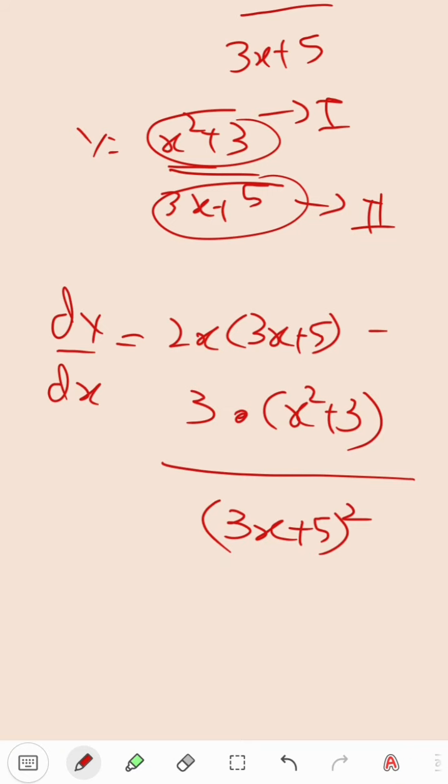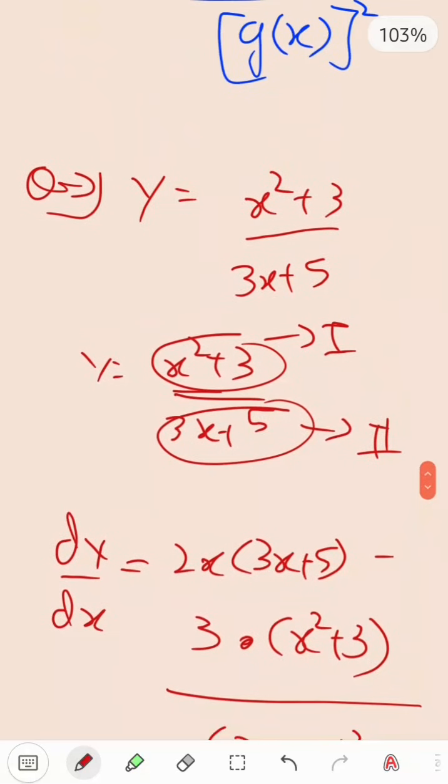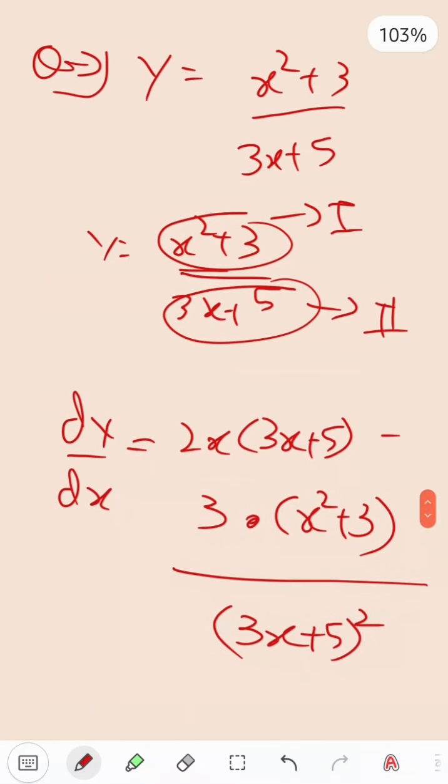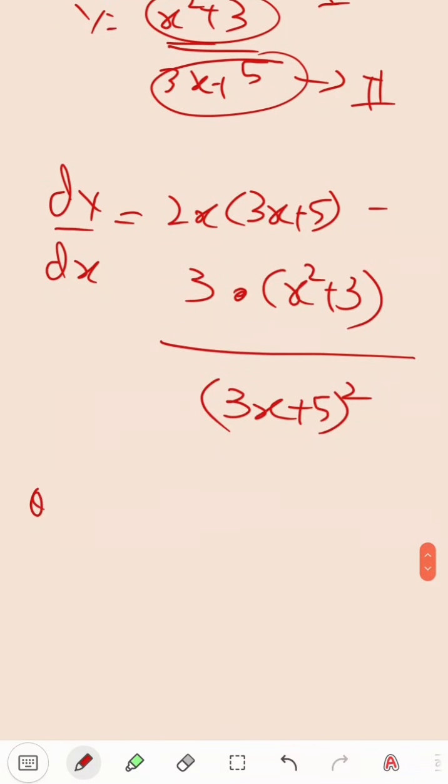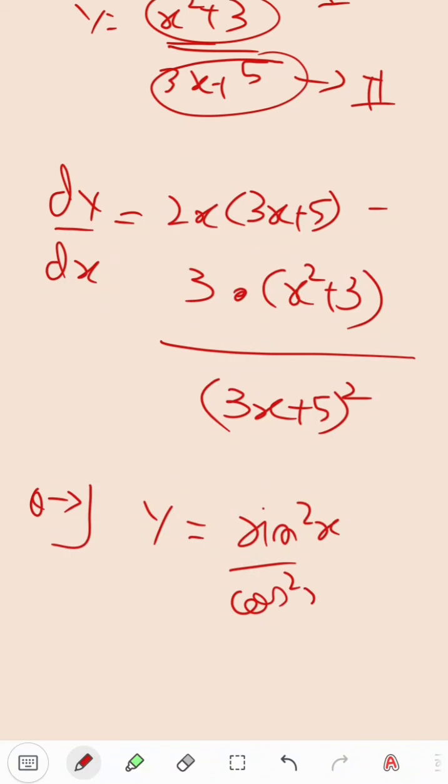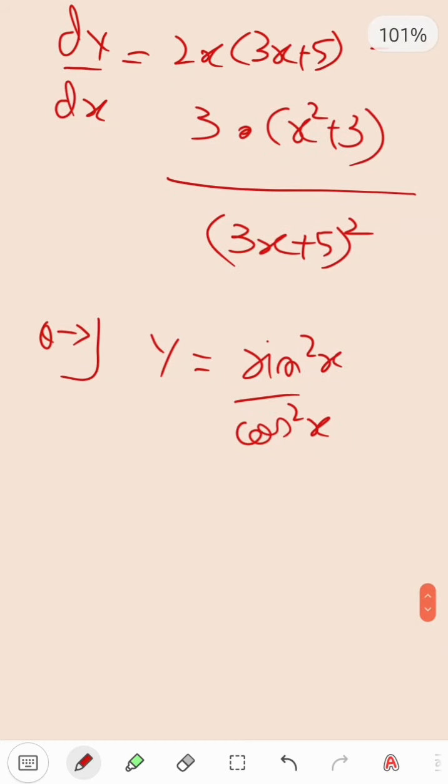Okay, now you can simplify as per your need, but this is the main expression that we can derive with the quotient rule of differentiation. Again, let's try another one. Let's say y equal to sine square x by cos square x. Now we can easily find this with the help of the chain rule, but we do not know the chain rule now, so we have to find this in another way.